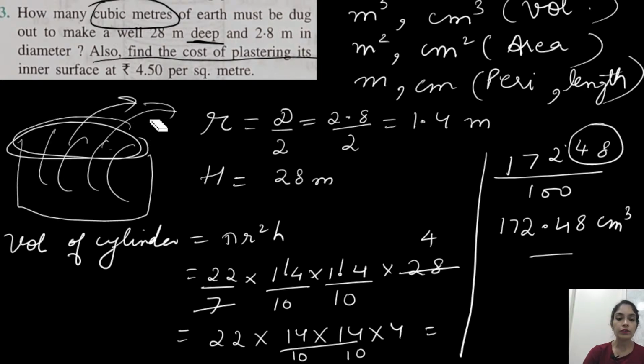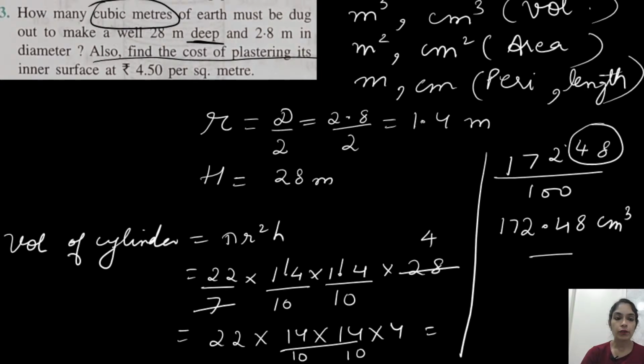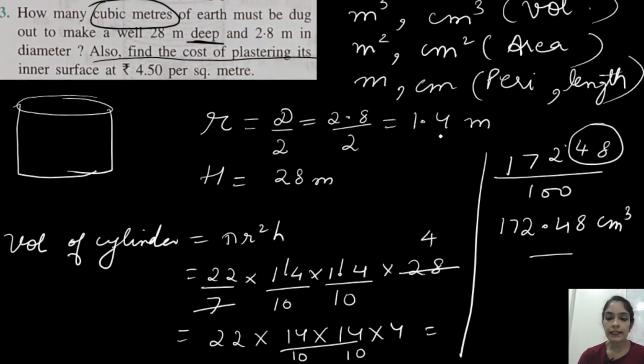Yes, Mohan, we have just found the volume. From here they have mentioned how many cubic meters of earth can be dug. So cubic meters they are telling us to find. That means they want the volume of the cylinder whose radius is 1.4 meter and height is 28 meter. We applied the formula pi r square h and substituted. Pi's value is 22 by 7, r's value is 1.4, so r square means 1.4 into 1.4, and height's value is 28.